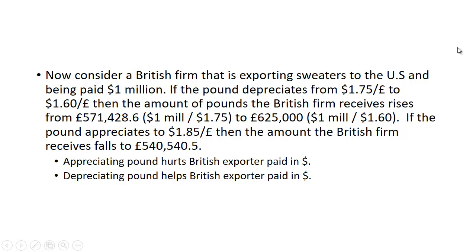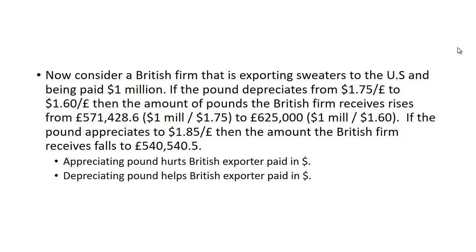Let's look at the other side. Consider a British firm that is exporting sweaters to the U.S. and being paid 1 million U.S. dollars. If the pound depreciates from $1.75 a pound to $1.60 a pound, that is, the pound is not worth as much as it was before, then the amount of pounds the British firm receives rises from 571,428.6 pounds to 625,000 pounds. And you can get that by taking the million and dividing it by the exchange rate.